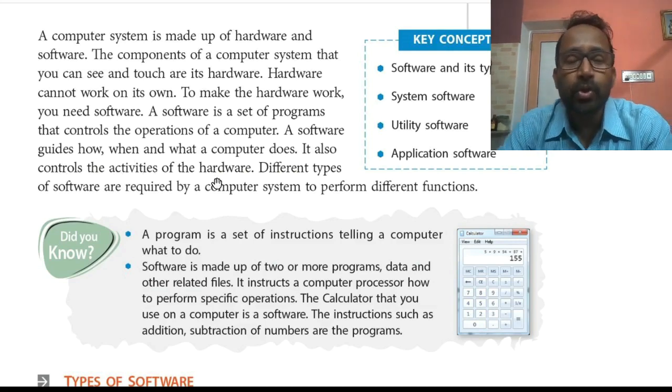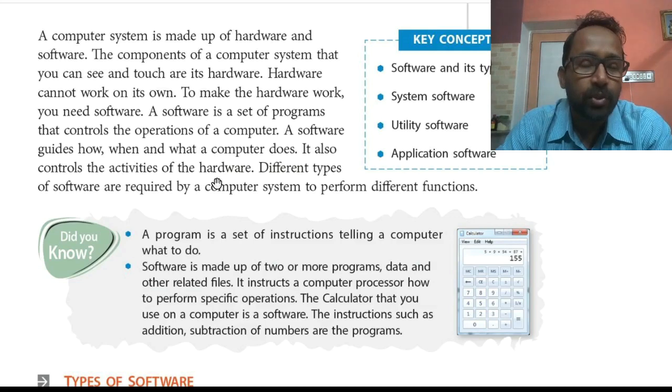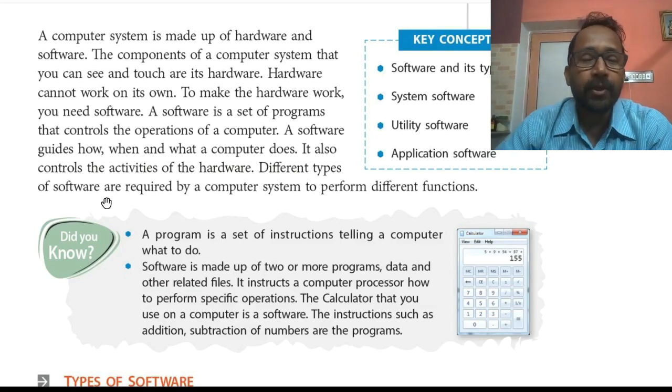That means it controls all the hardware, and gives instructions to the hardware to perform the task for the user. And the user gives the instruction to the hardware through different types of software. Different types of software are required by a computer system to perform different functions.